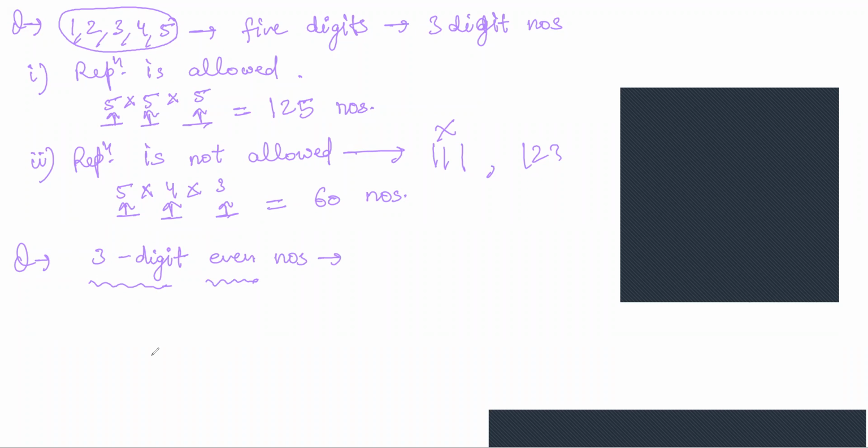So how many 3-digit even numbers can be formed using the digits 1, 2, 3, 4, 5, 6? We have 6 choices available, 1, 2, 3, 4, 5, 6. We have 6 digits, out of which we have to use 3 digits to make 3-digit even numbers, and repetition is not allowed. Oh, no, repetition is allowed.